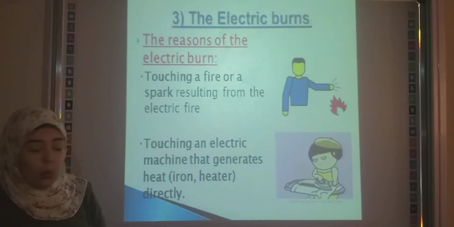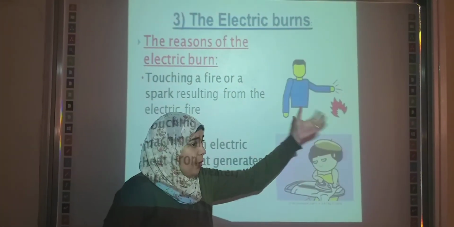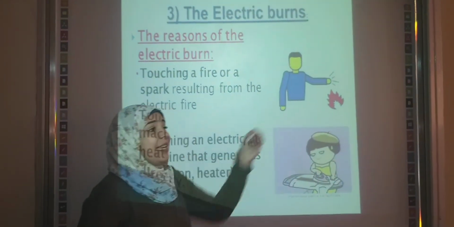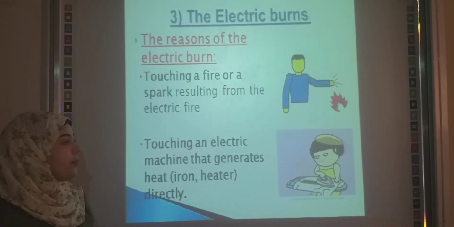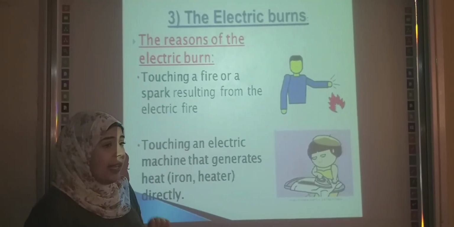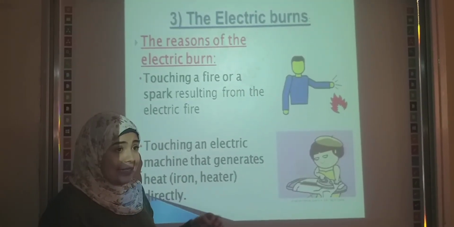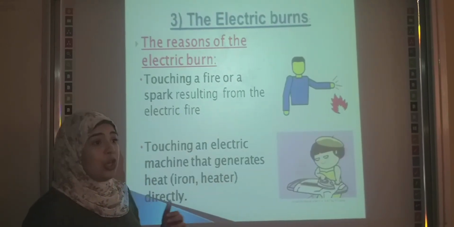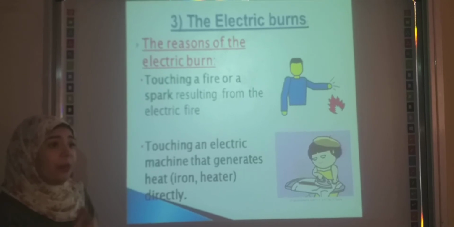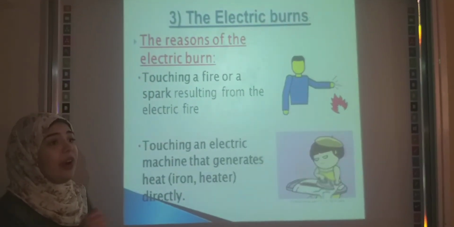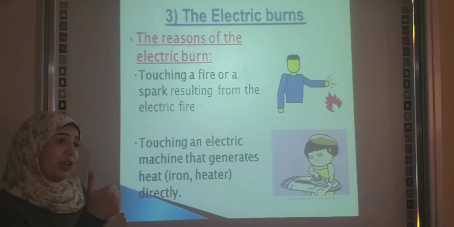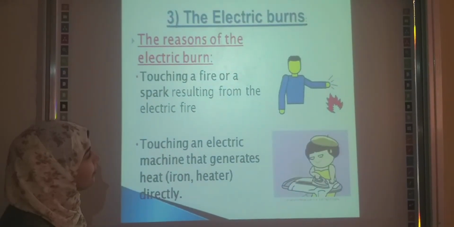Number two, when you touch electric fire or the sparks from electric machines, it causes electric burn. Number three, when you touch electric machines that generate heat, like an electric iron or electric heater, it causes electric burn. So we can say that electric burn results from electric shock and electric fire. Again, electric burn results from electric fire and electric shock.